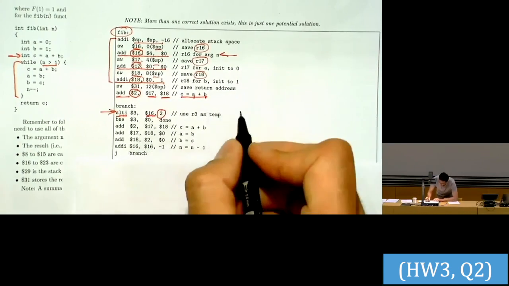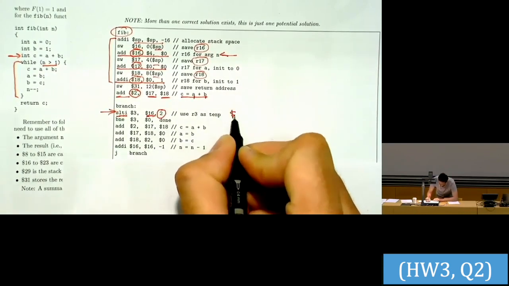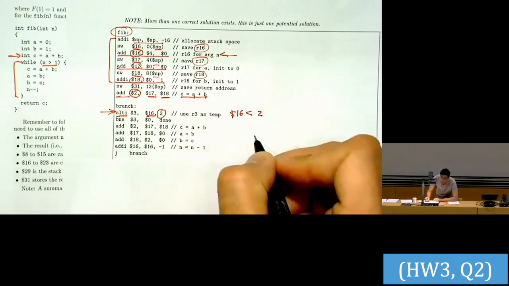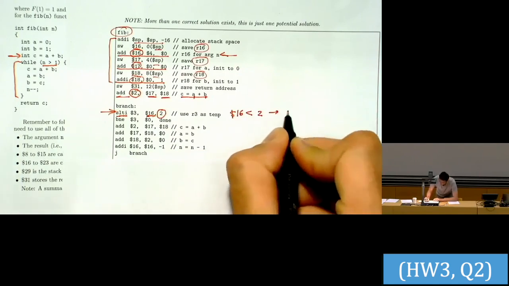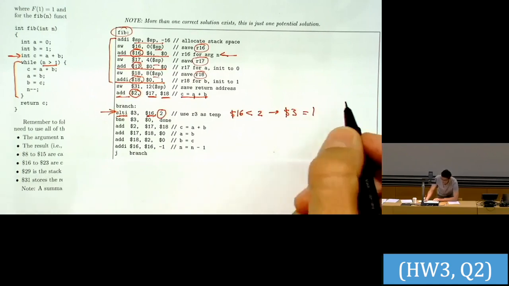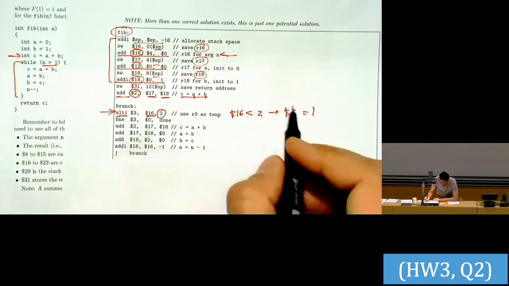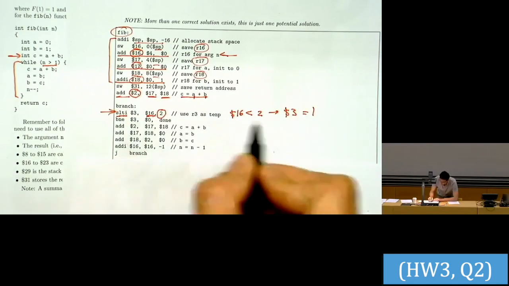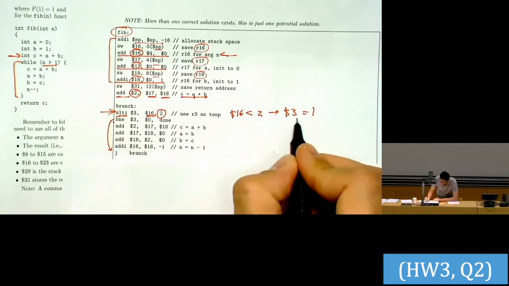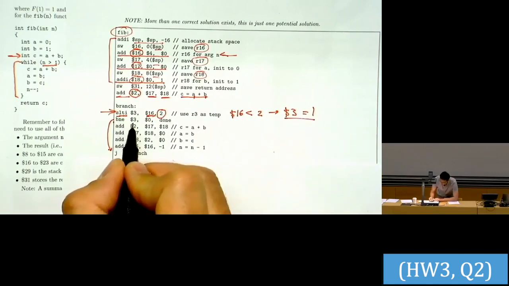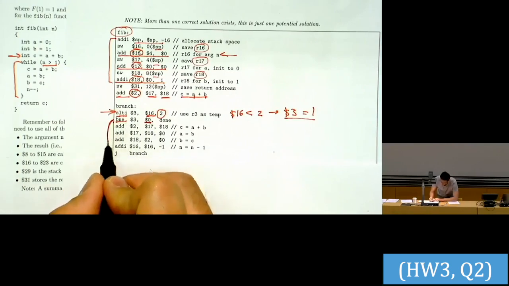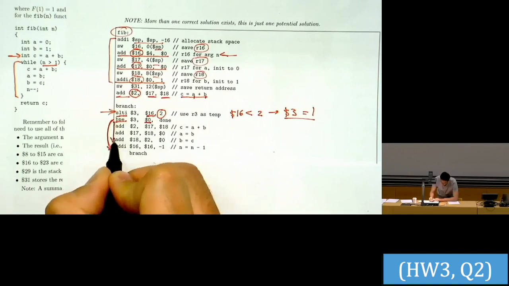And if register 16 is less than 2, then register 3 will be equal to 1, right? Observe that if it's equal to 1, it won't branch, right? If this is equal to 1, it's not equal to 0. So if it's not equal to 0, it won't take this branch, so it will go to the loop body.